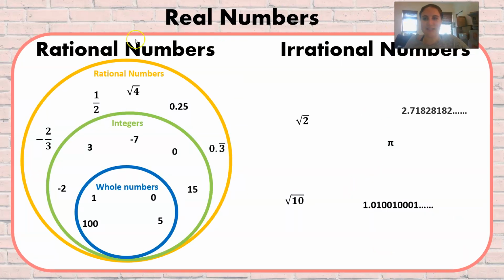So here's all of our numbers together. We have our real numbers. So irrational numbers are real. They are valid numbers, but they're just not rational. They can't be written as fractions.